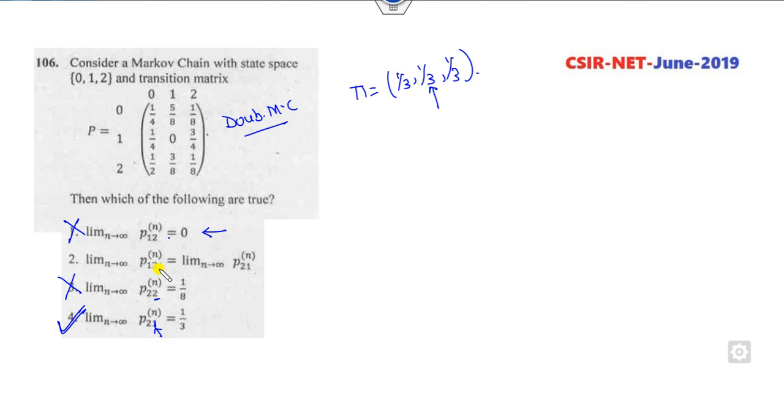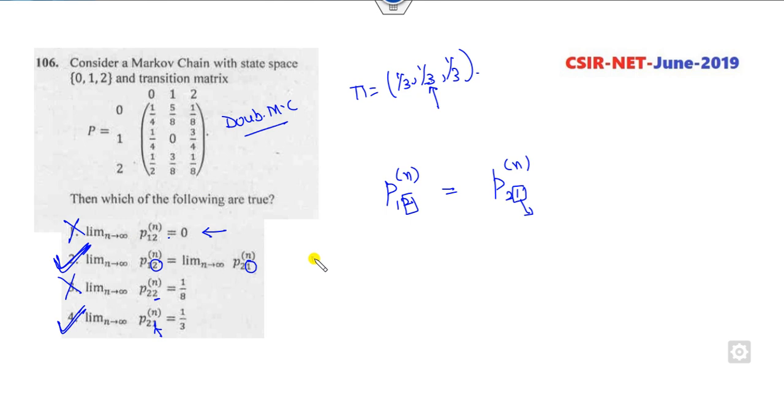Look at that here. You have to always look at the 2 and here is my 1. That is P12 of n and P21 of n. You can see the last option. 1 and 2 both have the same 1 by 3, 1 by 3. So the right answers are B and D.